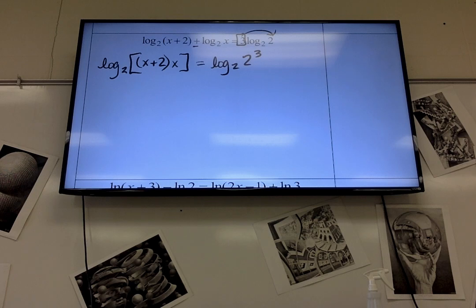Now again, you have two logs that are equal to each other. So what you're taking the logs of have to be equal to each other. So x plus 2 times x equals 2 to the 3rd. Distribute the x. X squared plus 2x equals 2 to the 3rd, which is 8. How do I solve something like that? Yes. We're going to have to factor.